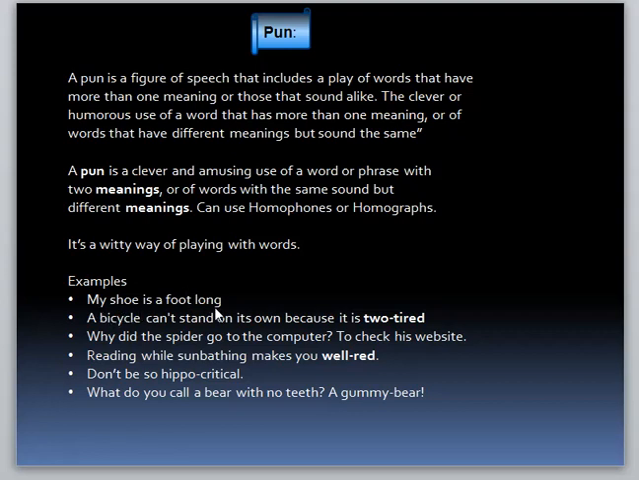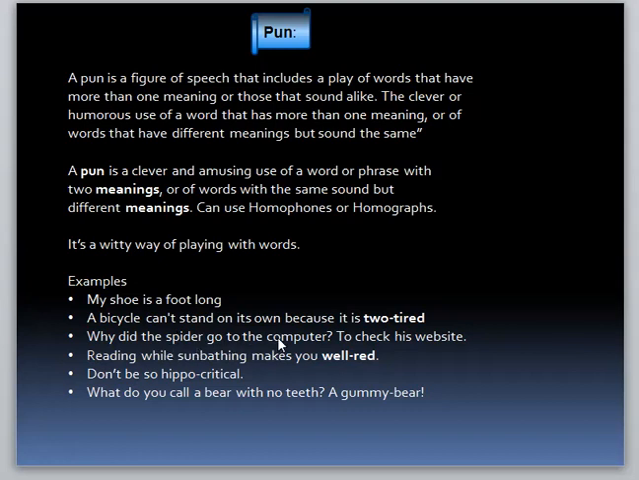So my shoe is a foot long. So one foot what? Whether you're talking about the physical foot or the measurement. So this is what a pun is. A bicycle can't stand on its own because it is too tired. Bicycle means two tires, and it is ambiguous with tired. So it has a double meaning.